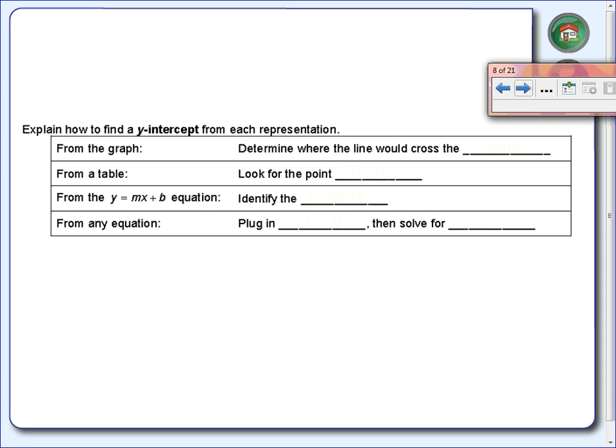All right, so explain how you find the y-intercept. Circle that part for me right there. Y-intercept. How would you find the y-intercept in each of these cases here? All right, let's start with a graph. If I gave you a graph, and I were to ask you, what is the y-intercept? What exactly would you be looking for? There it is. Determine where the line would cross the y-axis. That's why they call it the y-intercept, because we're looking for where it crosses the y-axis.